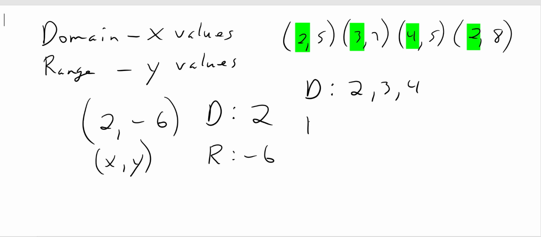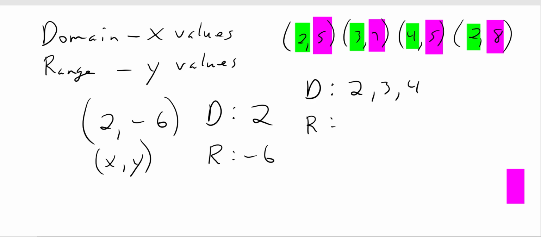And then the range, same thing. Don't repeat yourself. Of course, our range is going to be the Y values. So you got the ones in purple here. Okay, so 5, 7, and then 5 and 8. So you don't repeat the 5s. So you're going to say your range is 5, 7, 8. That's your range.